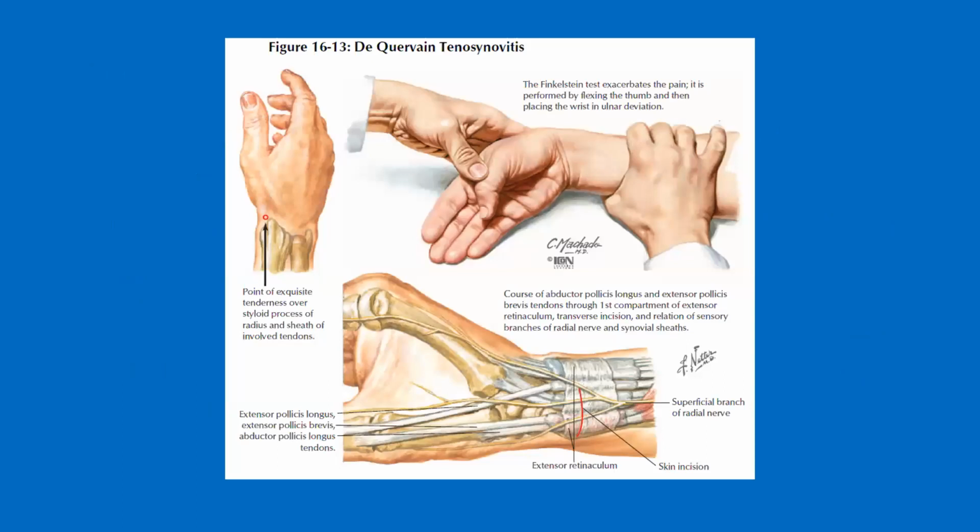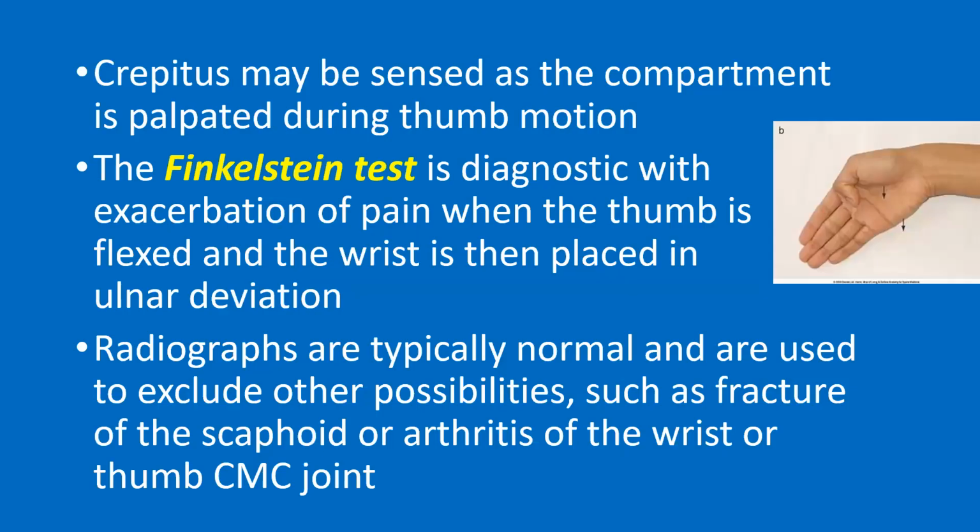Now, if you look over here on the right upper hand, you see the examiner is doing the Finkelstein test. Flex the thumb and the wrist and put it in ulnar deviation. The patient would complain of pain, especially if they have narrowing of the sheath. This pain does not exist in normal individuals. Crepitus may be sensed as the compartment is palpated during thumb motion.